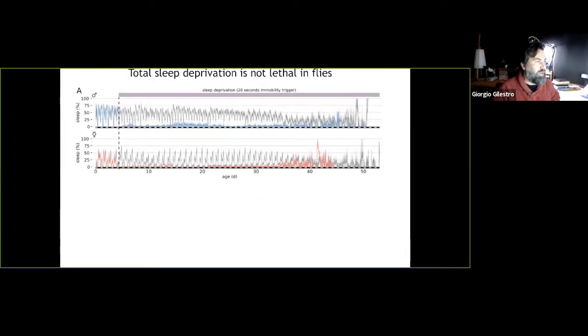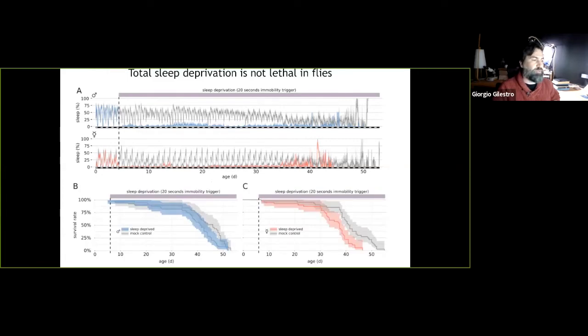And so we did a long experiment of chronic sleep deprivation, where we again started the sleep deprivation when flies were relatively young, a few days old, and we went on for as long as we could, basically as long as the flies were surviving. And when we analyze longevity in these animals, what we see is that there is no statistical difference in male flies. So male flies sleep deprived for the length of their life live as long as the control counterparts. There is a little difference, statistically significant, but it's not much, in the range of a few days, for female flies.